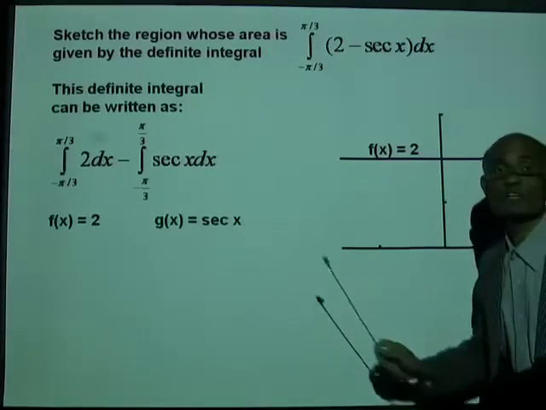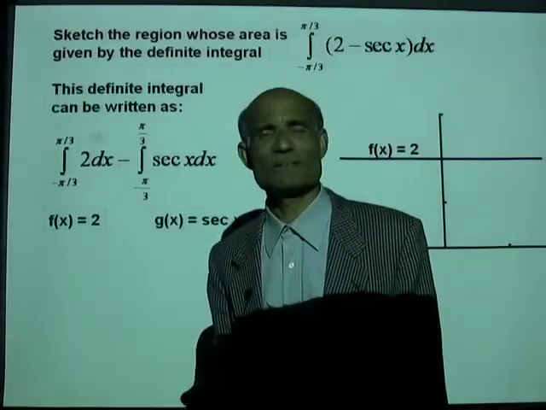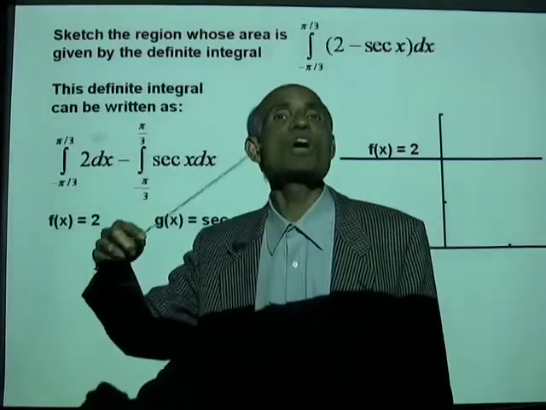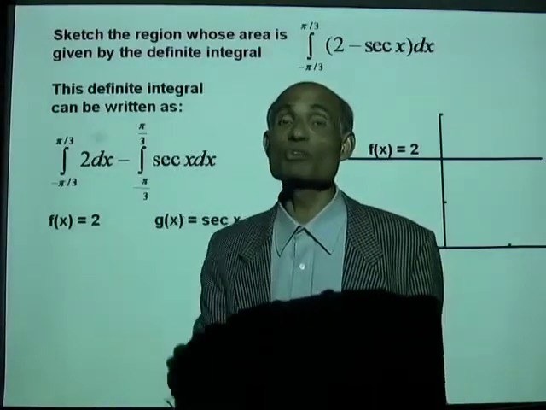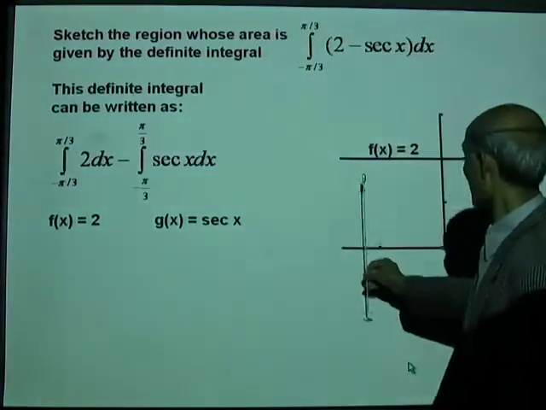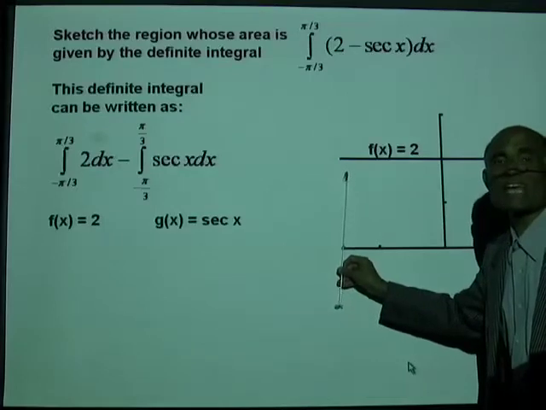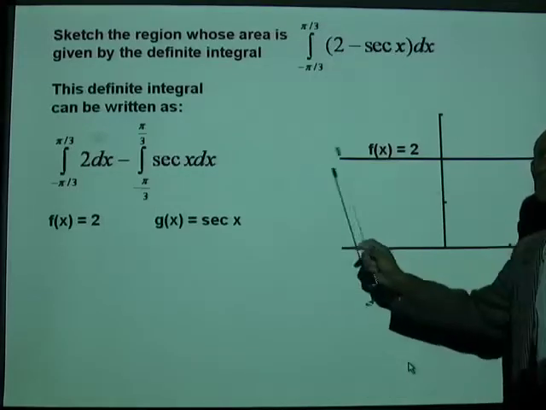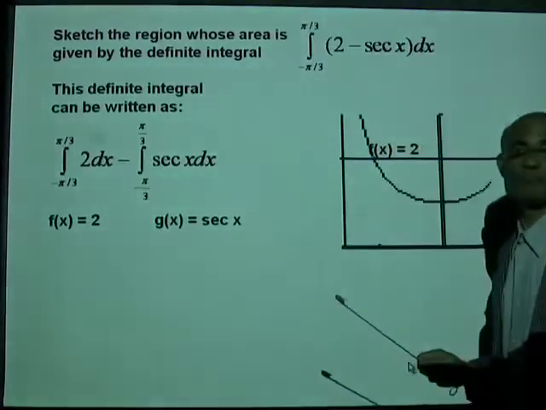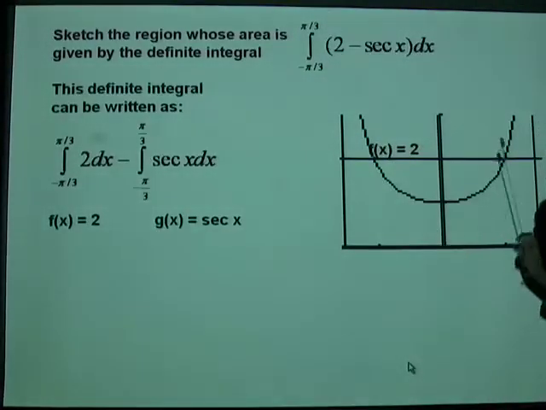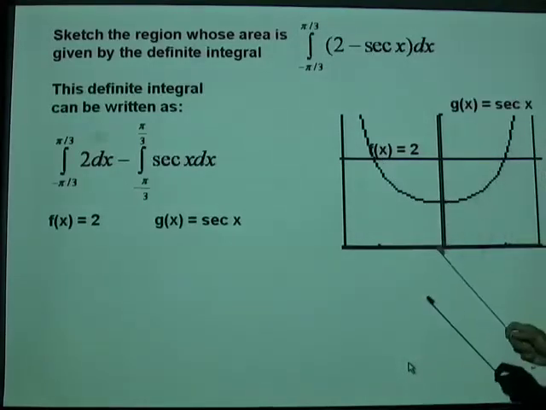Now, g of x equal to secant x. How do you draw the graph of secant x? Secant x is 1 over cos x. So you can enter in the calculator y2 equal to cos x. And of course, set your scale negative pi by 2 to pi by 2 so that you have the given limits there. So here we have the graph of secant x, g of x equal to secant x.